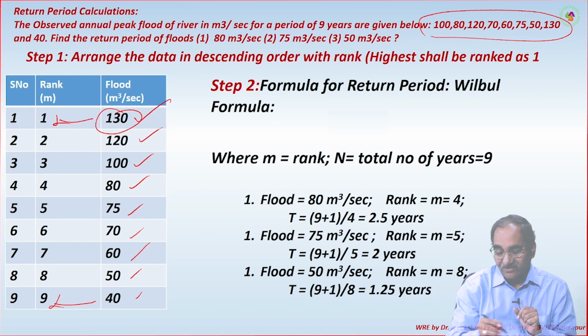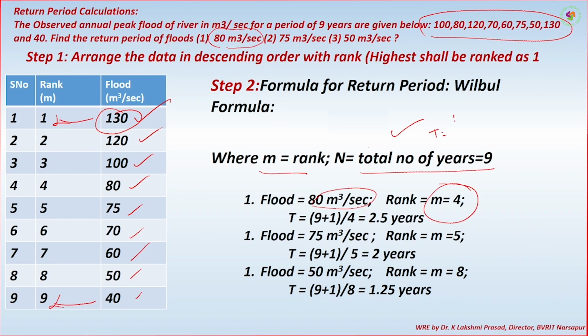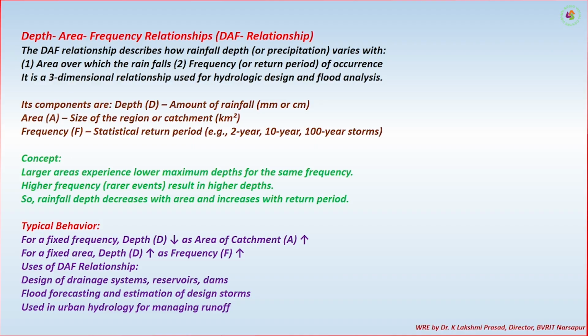M is the rank. T is equal to n plus 1 by m. Please note it. So if it is n plus 1 by m, we get 2.5 years, then 2 years, then 1.2. Please correct it again: it is n plus 1 by m. With this we have completed how to calculate return periods, how to estimate the probabilities, and how to estimate the risks also.